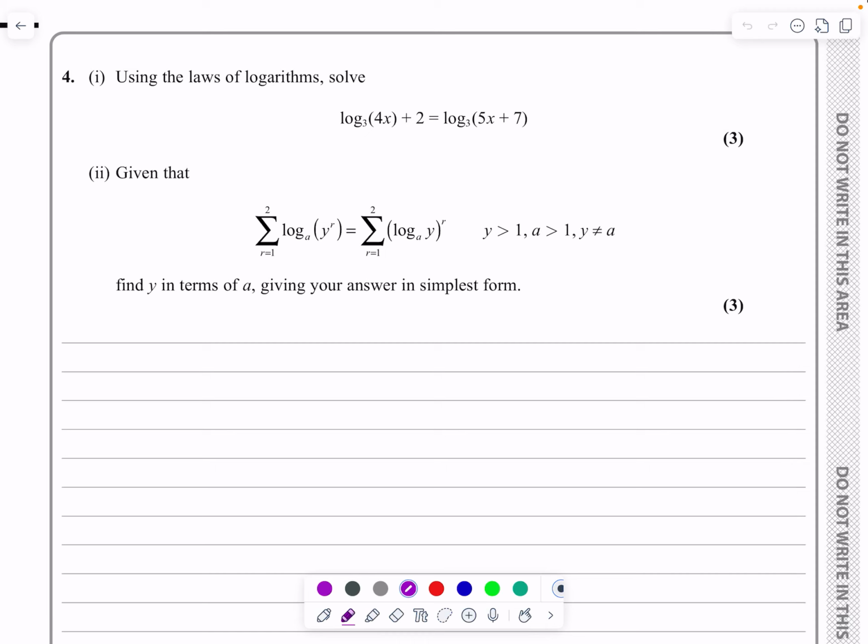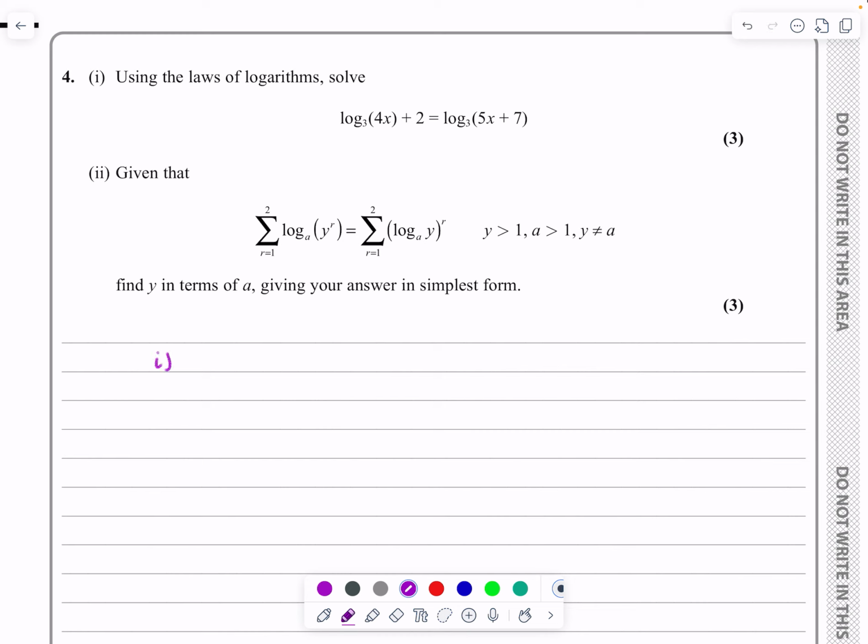Okay, this is the P2 paper from January 2023. It's question number 4. As you can see, this is a laws of logarithms question. We're going to be solving an equation using logs, and then the second part is using the sigma notation, which is sequences and series. Okay, let's have a look at part 1 first of all.